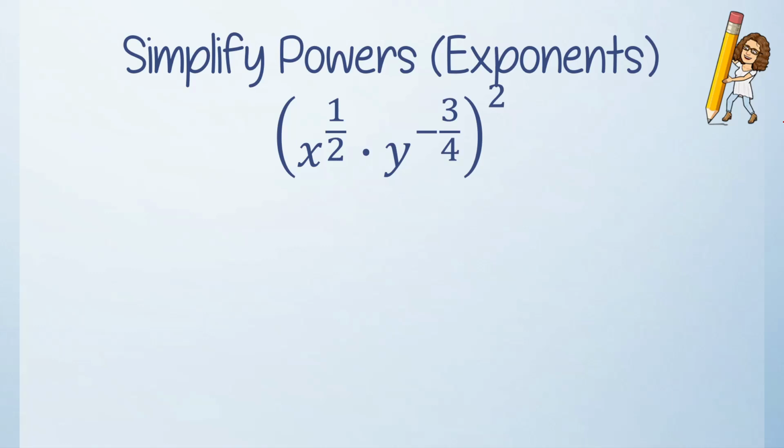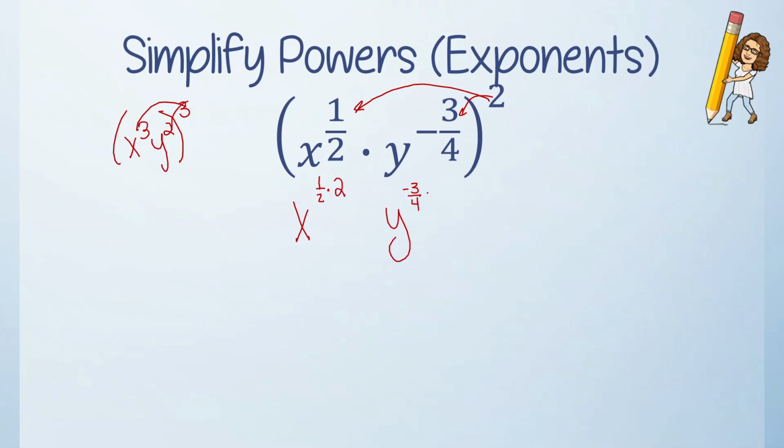Let's try another. So I have a product, aka multiplication, to a power. So I got to do, just like last time, I need to distribute that power, and then we multiply those numbers, right? So I'm going to distribute the 2 in, and I'm going to multiply. So I'm going to get x to the 1/2 times 2, and y to the negative 3/4 times 2, which would simplify to x to the 1st, right? Because 1/2 times 2 is 1.